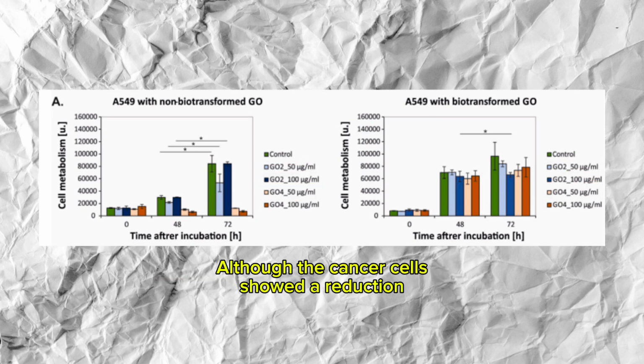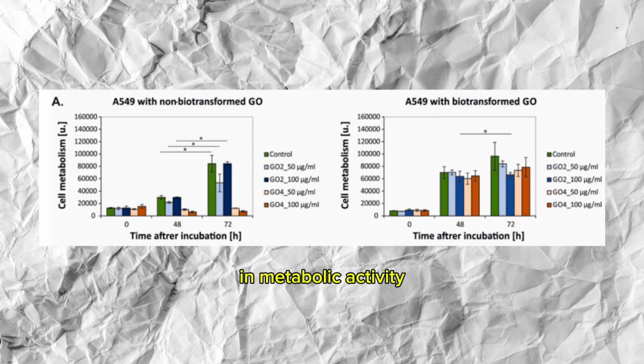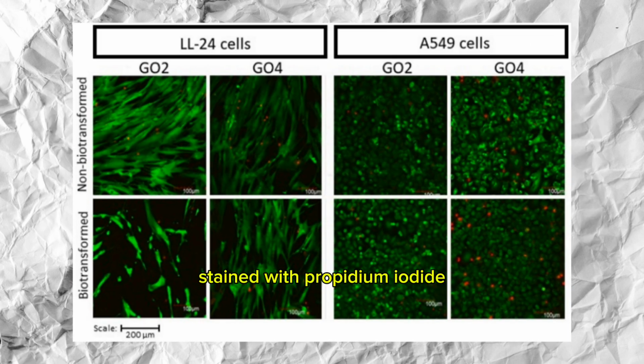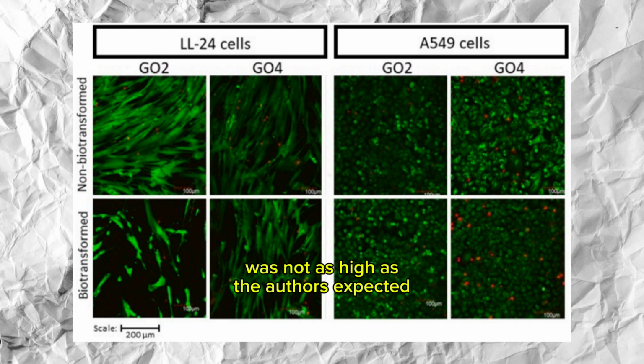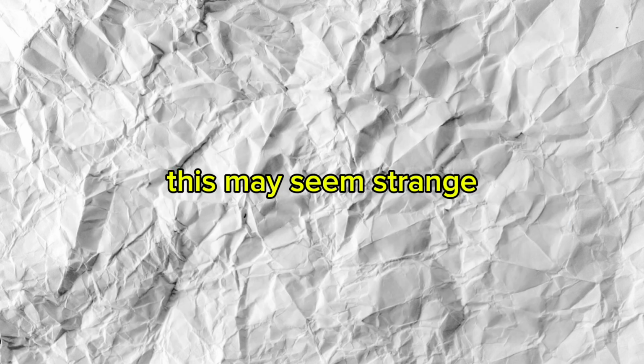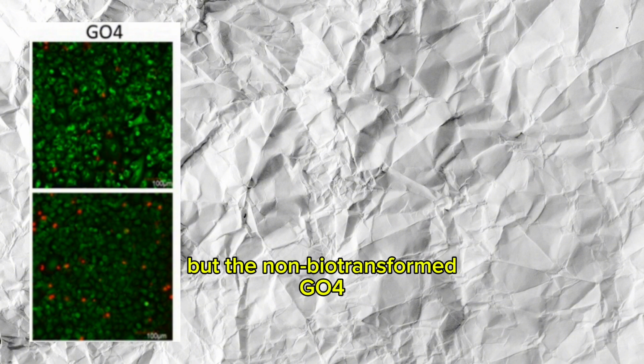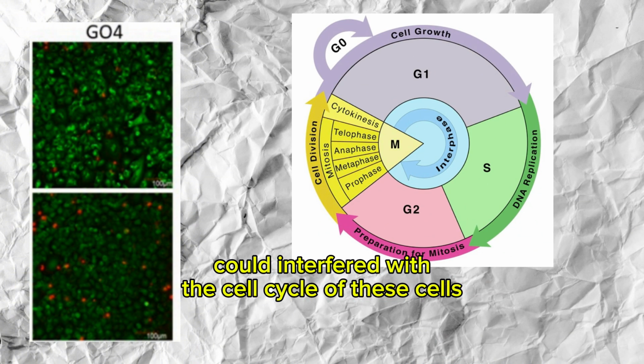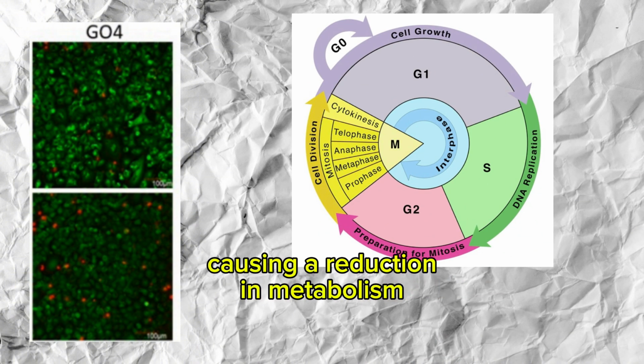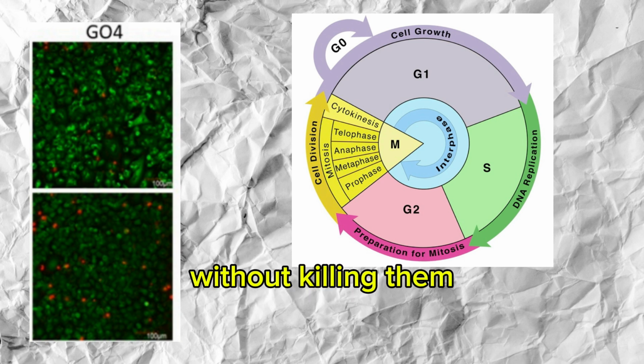Although the cancer cells showed a reduction in metabolic activity, the number of dead cells stained with propidium iodide was not as high as the authors expected. This may seem strange, but the non-biotransformed GO4 could interfere with the cell cycle of these cells, causing a reduction in metabolism without killing them.